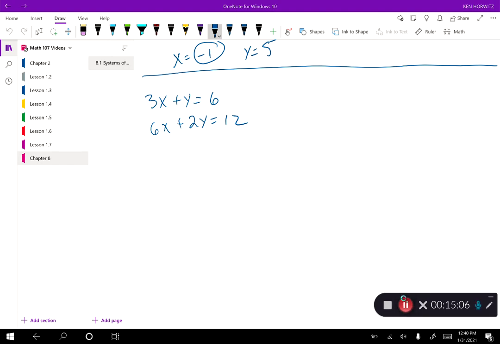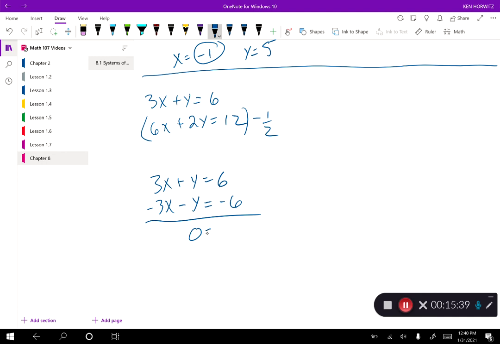Okay, so the first thing I would do is I would multiply equation 2 by negative 1/2. So I would get 3x plus y equals 6. And then if I multiplied everything times negative 1/2, I would get negative 3x minus y equals negative 6. Now when I add them together, 3x minus 3x is 0, y minus y is 0, so I get 0 equals 0.